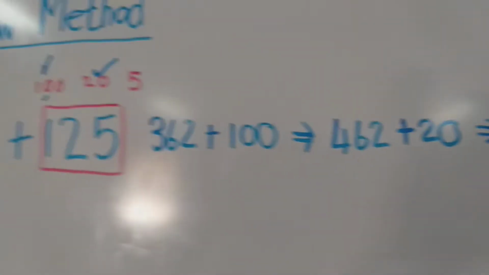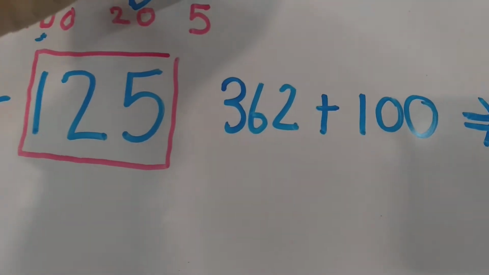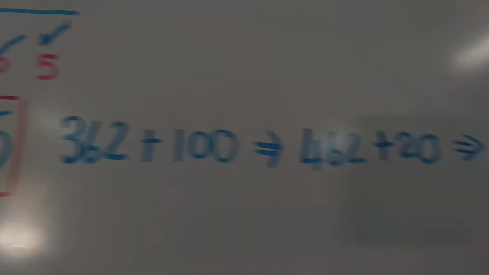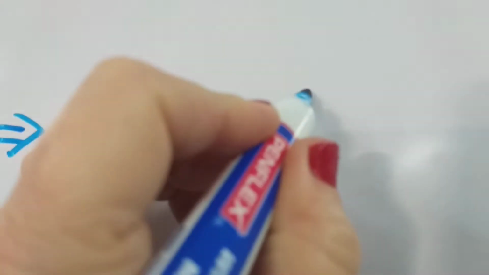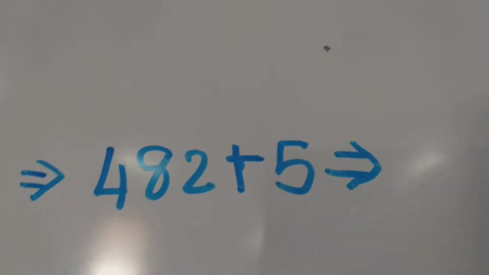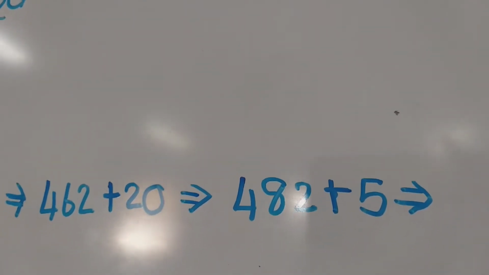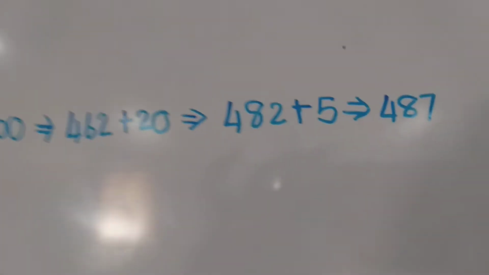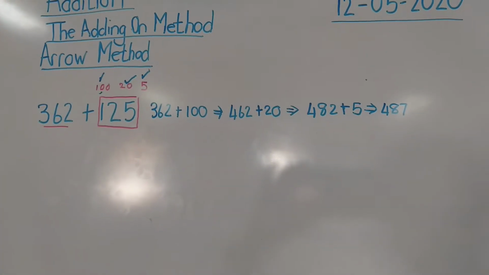Have we finished the sum? No, we haven't. We still have to add on the 5, or the units. So let's add it on. And our arrow equals, and our final answer is 487. And there, if I stand back, you can see the entire sum.